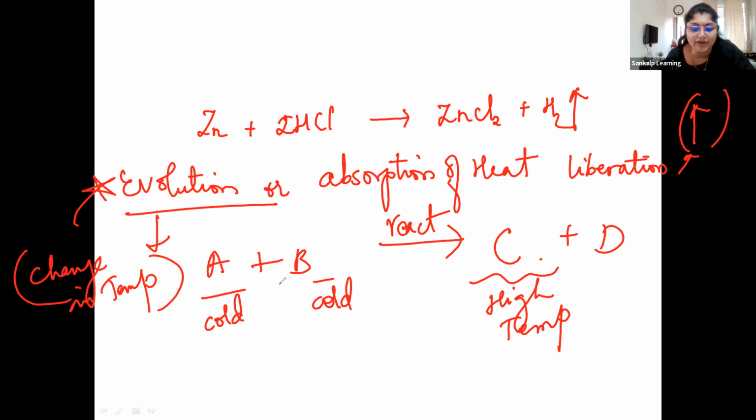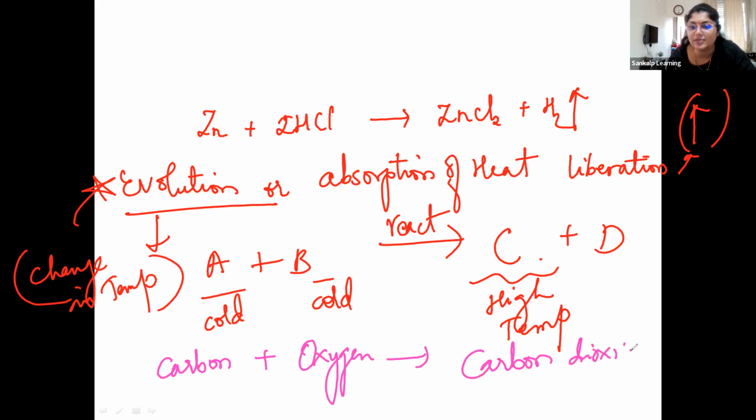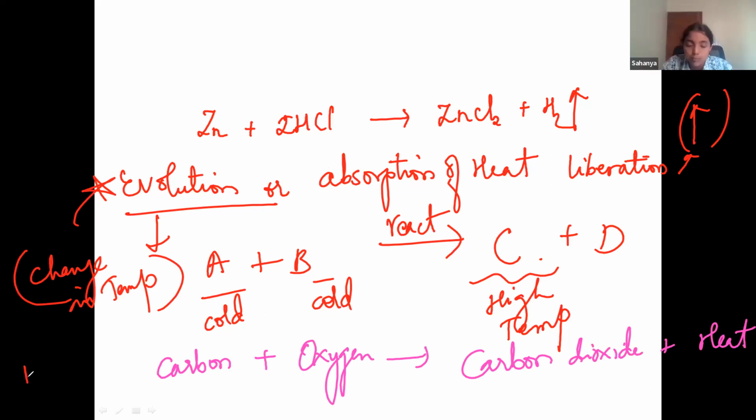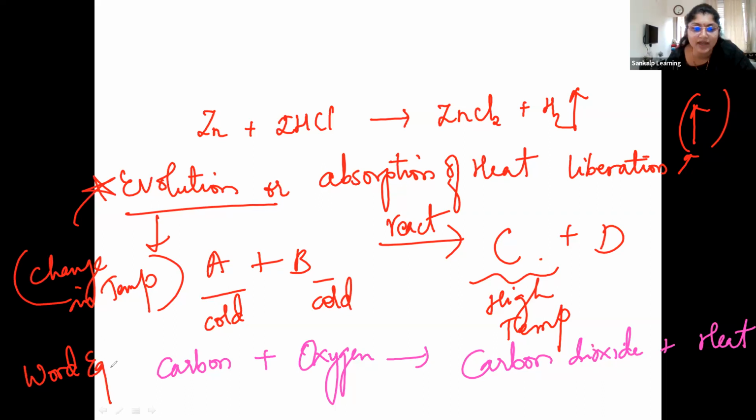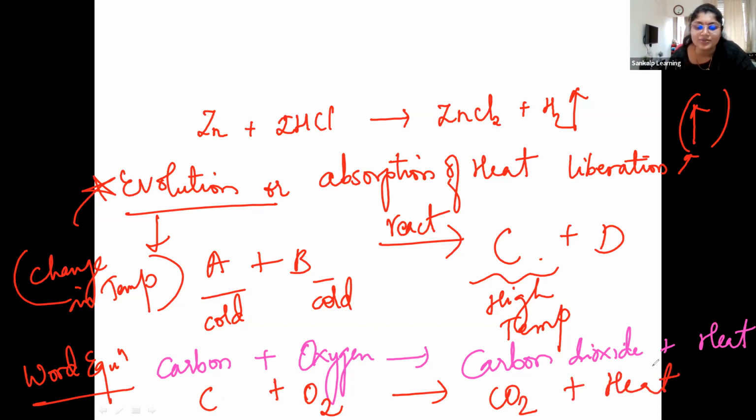So for example, if I take carbon, when carbon reacts with oxygen, it gives you carbon dioxide plus heat is evolved. This is a word equation, I'm writing in terms of words. Now I'll write it as a balanced chemical equation. Carbon is C, oxygen is O2, and it gives you CO2 plus heat. So this is the reaction.